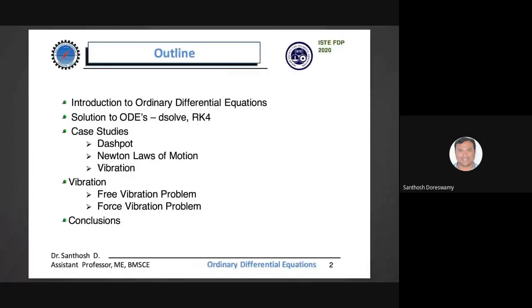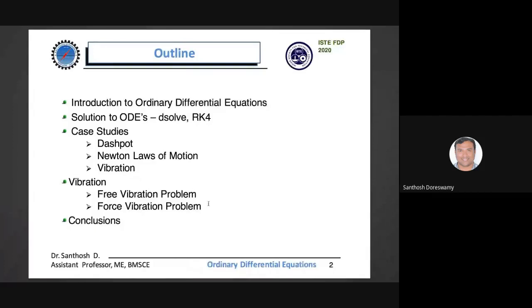problems on vibration. In vibration, we will cover two classes of problems. The first one is the free vibration problem. The second one is the forced vibration problem. So from these case studies, we will understand the overall sense of how ordinary differential equations can be solved.